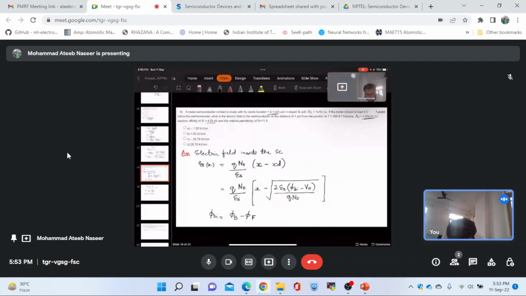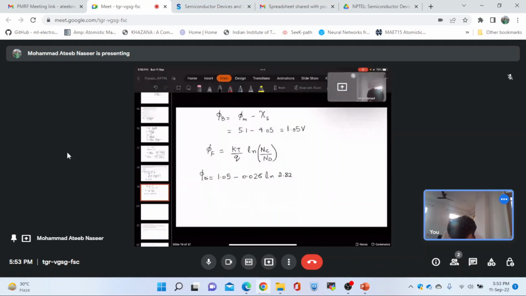So it is 2.82 into 10 raised power 19 divided by 10 raised power 15, which is the doping concentration.